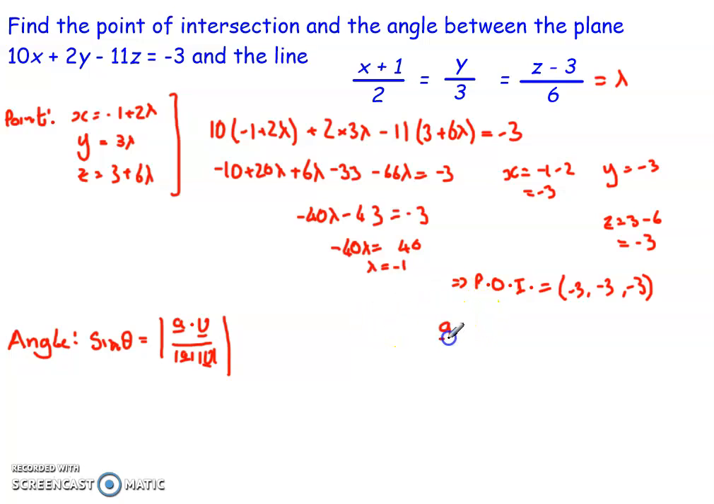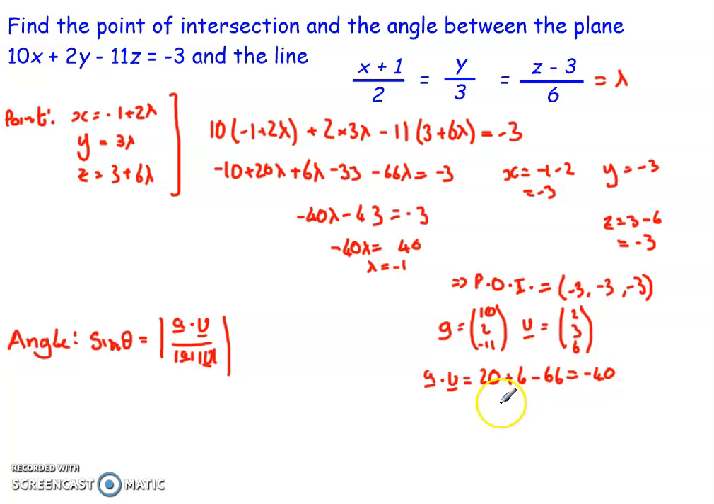So what I'm going to do is let A represent my normal. So in this case, A is going to be given by 10, 2, negative 11. And I'm going to let U be the direction vector of my line. That's going to be given by 2, 3, 6. I can get both of these just by inspecting the equations. I'm then going to do my A dot U. So my A dot U, that's going to equal 10 times 2, so 20, plus 2 times 3, so plus 6. I've then got plus negative 11 times 6, so that's going to give me minus 66. So that's going to equal negative 40.